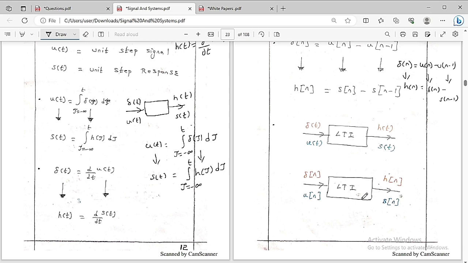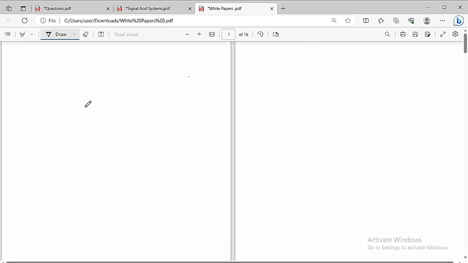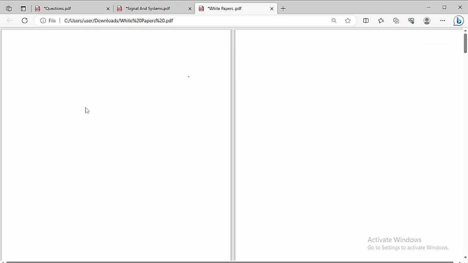The input is u of n and the output is delta of n. So finally, let me write it in the simple manner. h of t is d by dt of s of t, right? Then s of t is the integration from tau equal to minus infinity to t of h of tau d tau. This is in the continuous time nature.